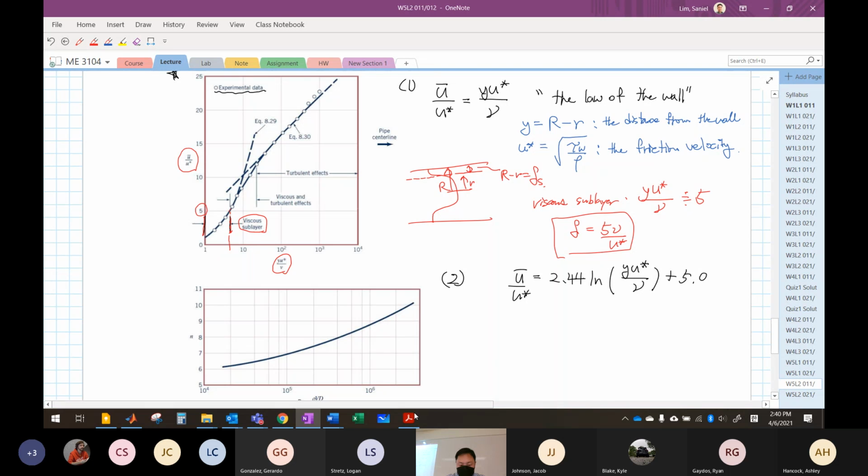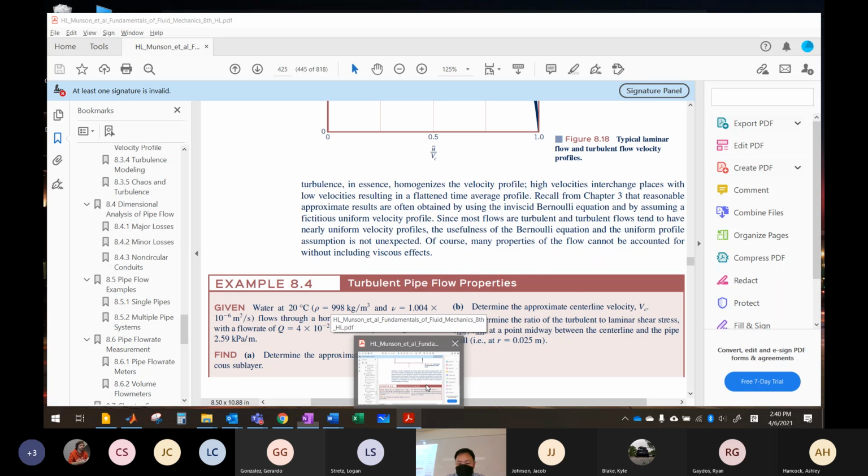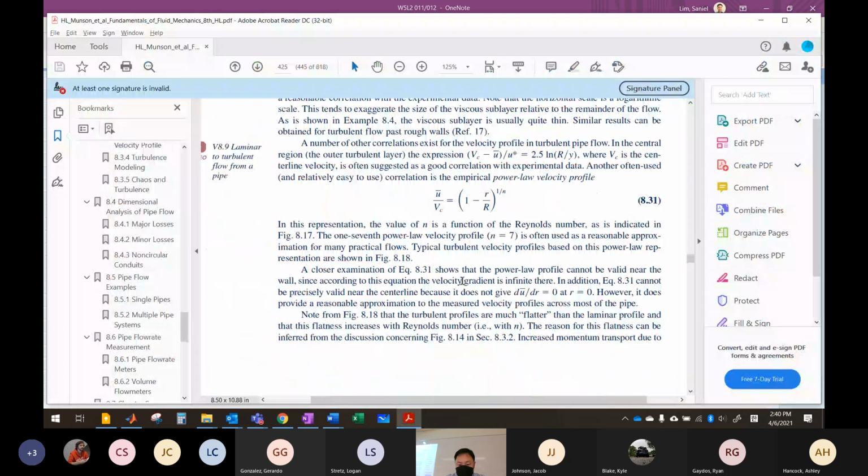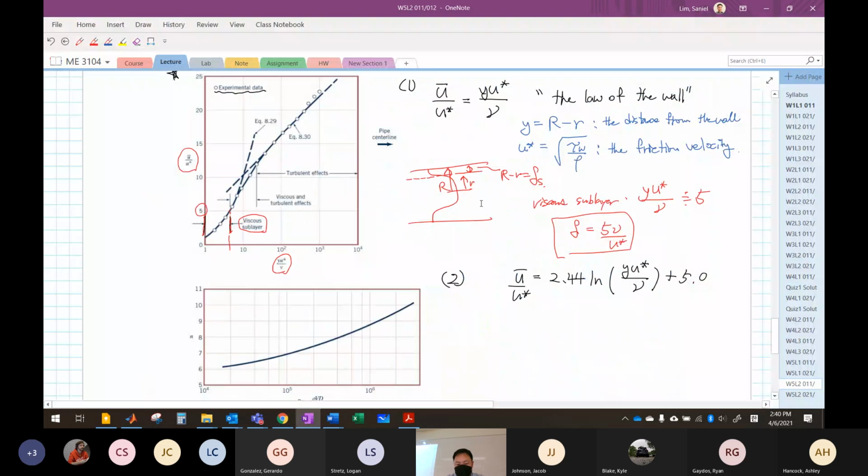Let me check the equation in case I wrote it wrong. Okay, this is new. Cool.